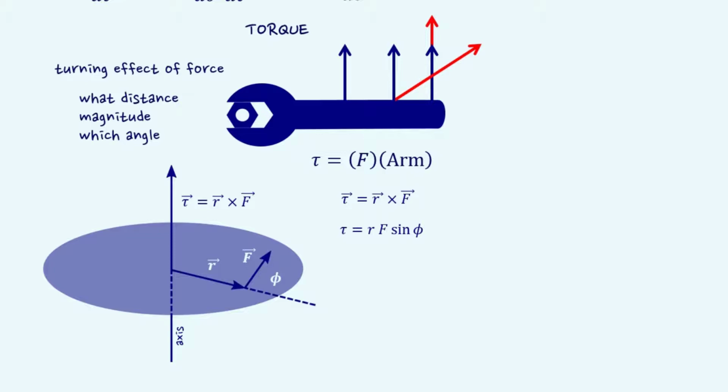Obviously, if we apply more force, we can open the bolt easily. However, if the direction of the applied force is directed towards the axis of rotation, then we won't be able to rotate the bolt at all, no matter what amount of force we are applying. In this case, phi equal to 0 makes the torque value 0. Torque is a vector and its direction is obtained by applying the right hand thumb rule.